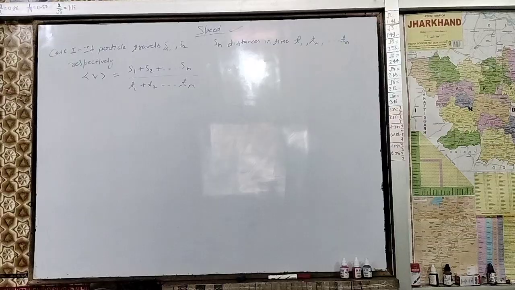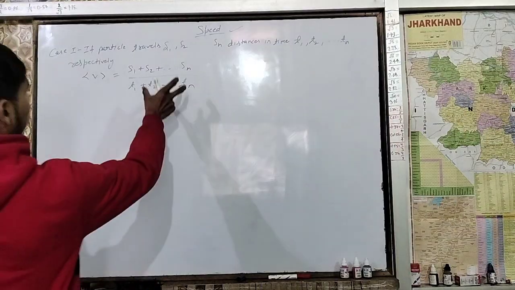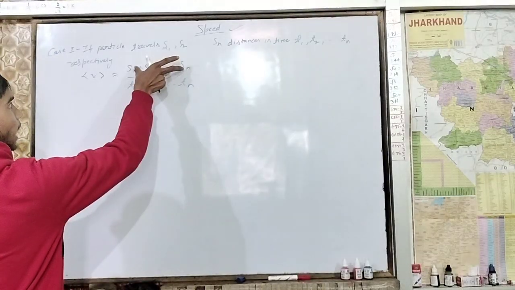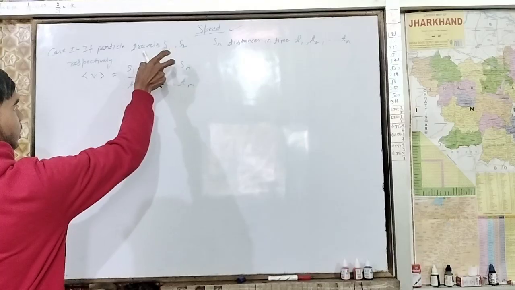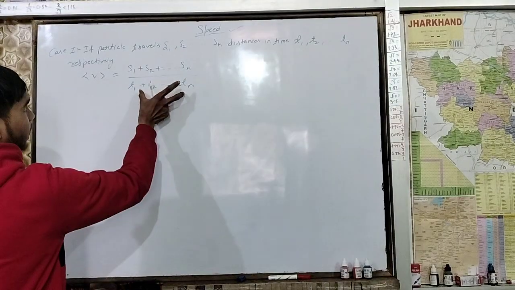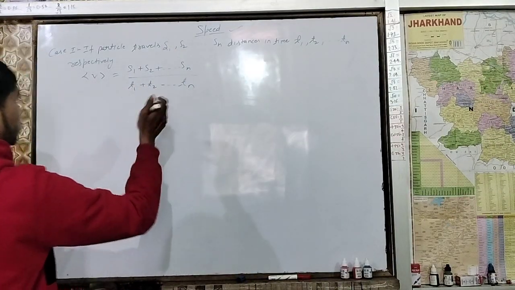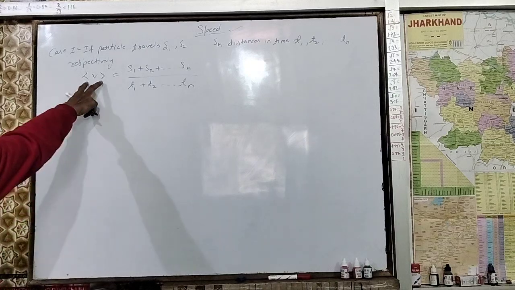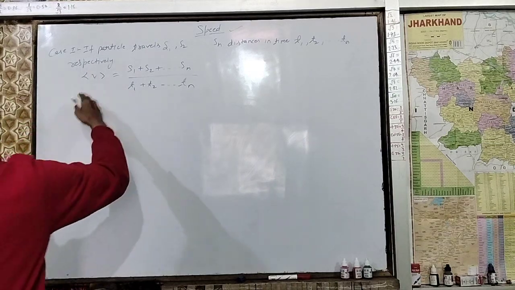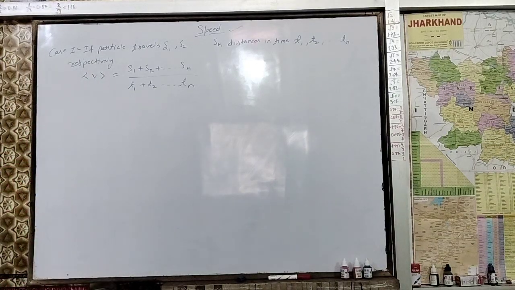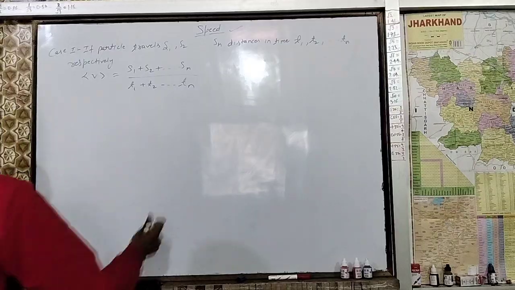Okay, this is what will happen. Here what are we doing? We are adding all the distances, and in the denominator we are adding all the times. This is the meaning of average speed. This symbol is used for average velocity. We are considering this speed as a velocity.